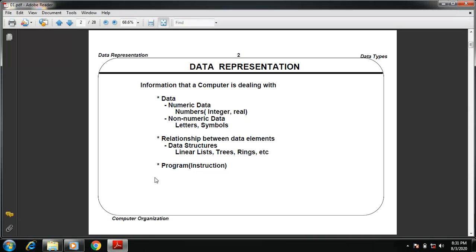Data means information. Any computer deals with data and data elements, then programs or instructions. Data is of two types: numeric data and non-numeric data. Numeric is for integers and real numbers, non-numeric for letters or symbols. The next one is data elements. Data elements can be supported for data structures. The structure of data is called linear list, trees, rings, etc.